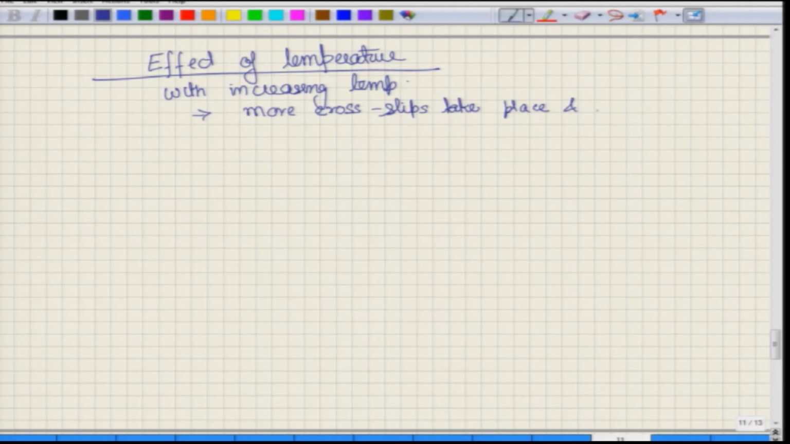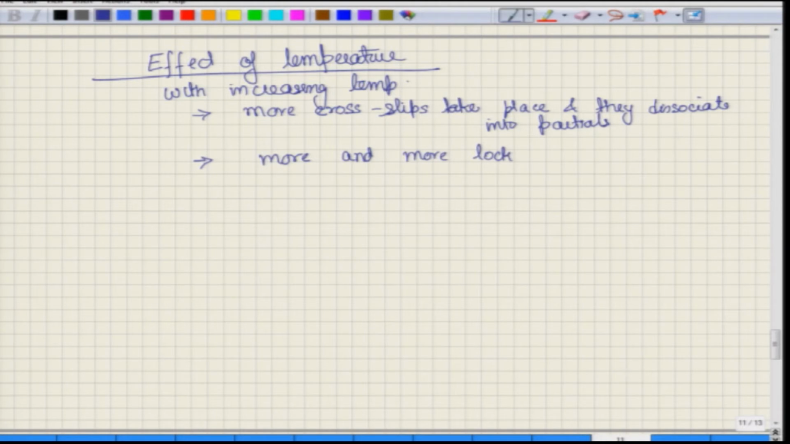And since they are mobile, they dissociate into partials. So it means more and more locks are getting formed with increasing temperature. So the effect of temperature is that more and more locks are getting formed. And what is the implication of more and more locks? That strength is increasing. And this is what we termed as yield stress anomaly.